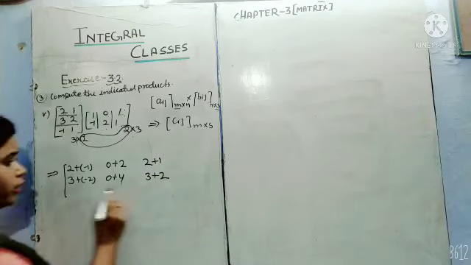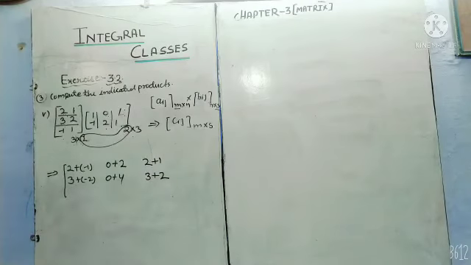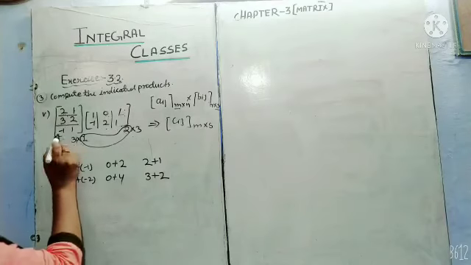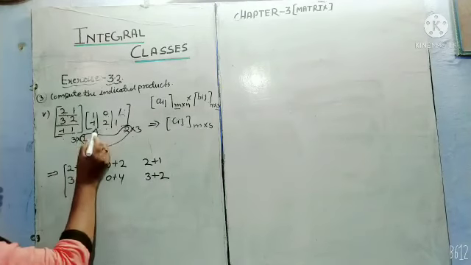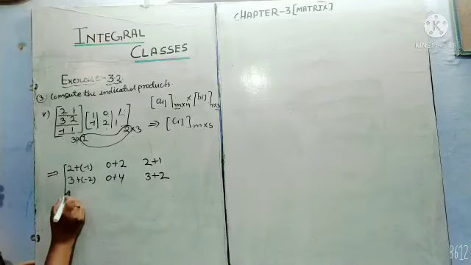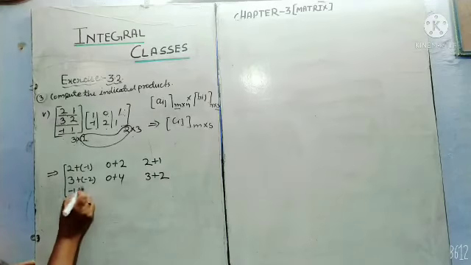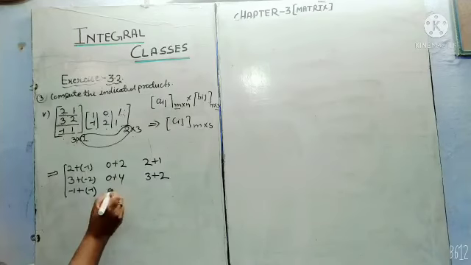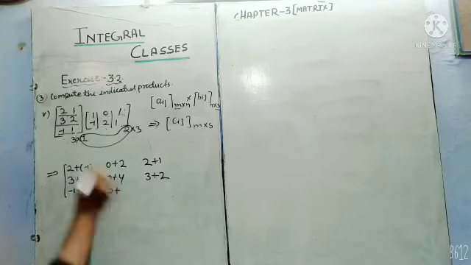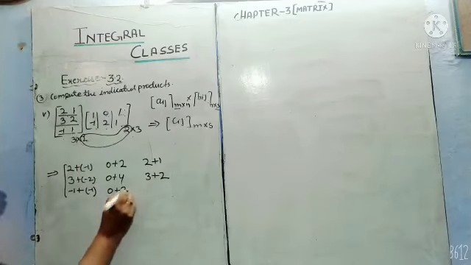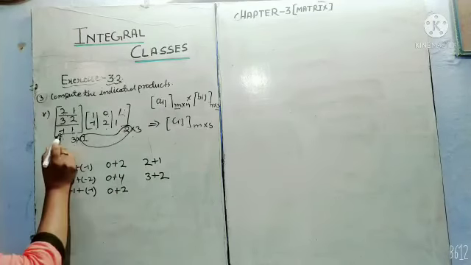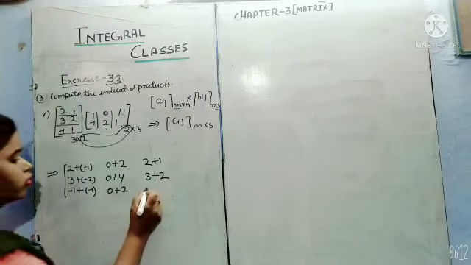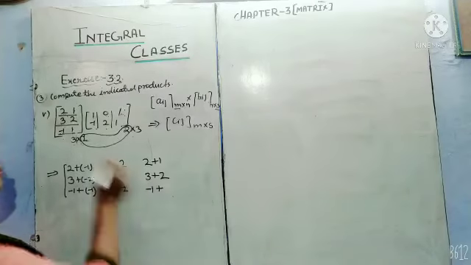So second row is also completed. Now third row. Third row multiply again. First column: minus 1 into 1, minus 1, plus 1 into minus 1, minus 1. Second column: minus 1 into 0, 0, plus 1 into 2, 2. Again minus 1 into 1. Third column: minus 1 plus 1 into 1.